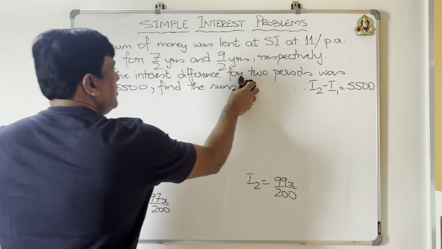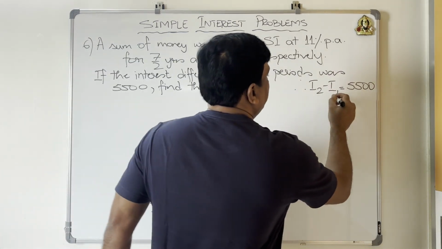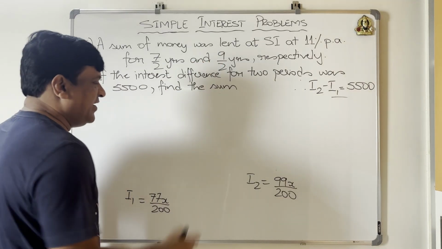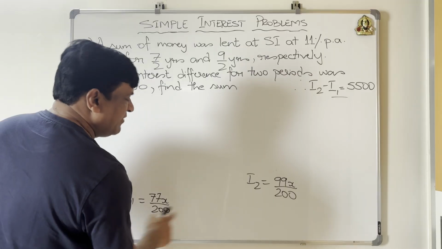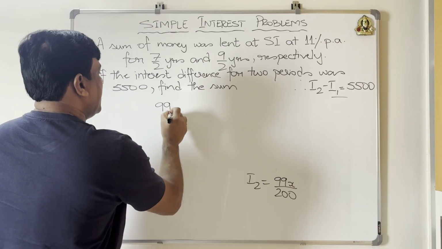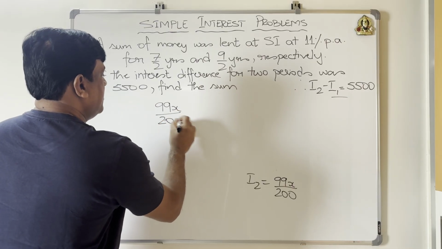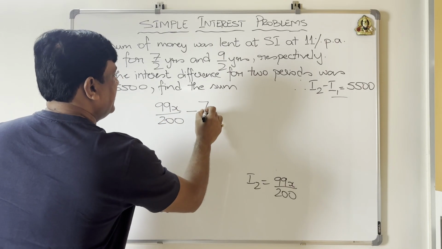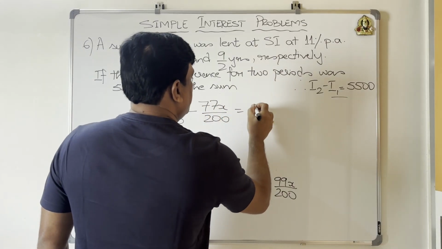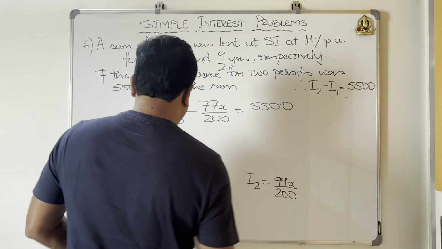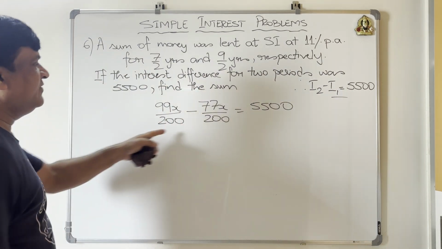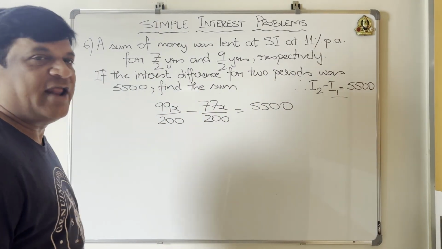So now what do you have? The condition given is that the difference between the interest is 5,500, right? Now I have the values of I1 and I2. Can I plug them over there? What is I2? It is 99x by 200 minus 77x by 200 is equal to 5,500. So I don't need this information any longer. Sorted? So this is a simple algebraic equation which you need to solve and calculate the x.